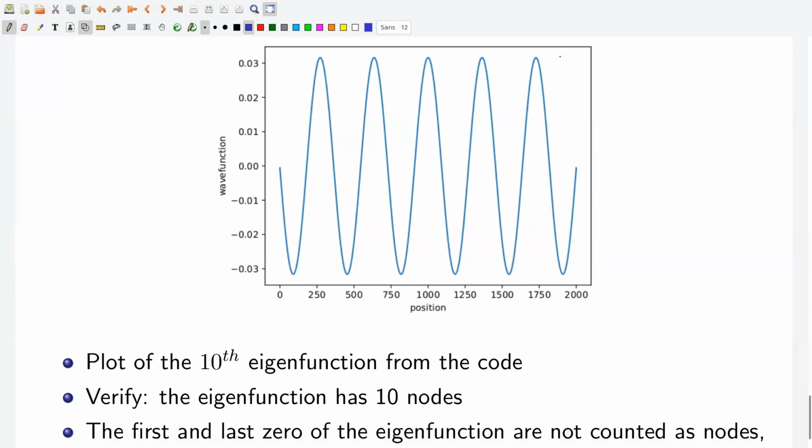We also have plotted the energy eigenfunctions using our code. This is the plot for the 10th eigenfunction from the code. We can verify whether it has 10 nodes or not. Node 1, 2, 3, 4, 5, 6, 7, 8, 9, 10. Thus, the wave function indeed has 10 nodes. Note that the first zero and the last zero of the wave function are not counted as nodes, as they happen as a consequence of the fixed boundary condition.